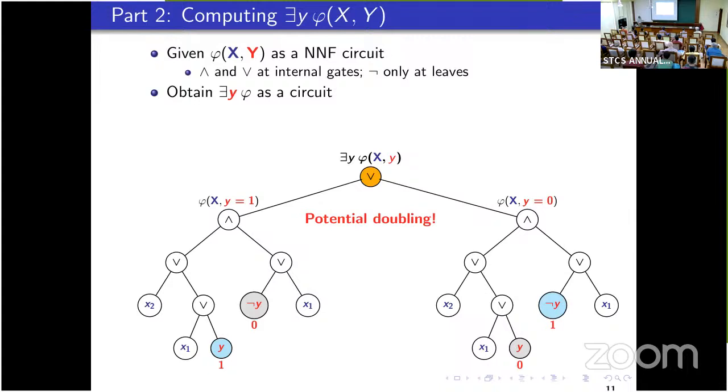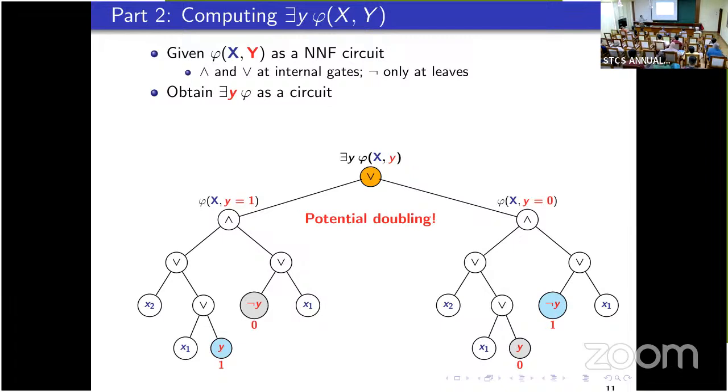Under certain conditions we can avoid it. What is the final circuit? It just asks, does there exist a Y which makes the formula true? This is a formula on X, a Boolean formula on X, and this circuit represents that Boolean formula on X. Its leaves are only X. So exists Y phi of X, Y is a Boolean function on X, and this is one way of representing that circuit.